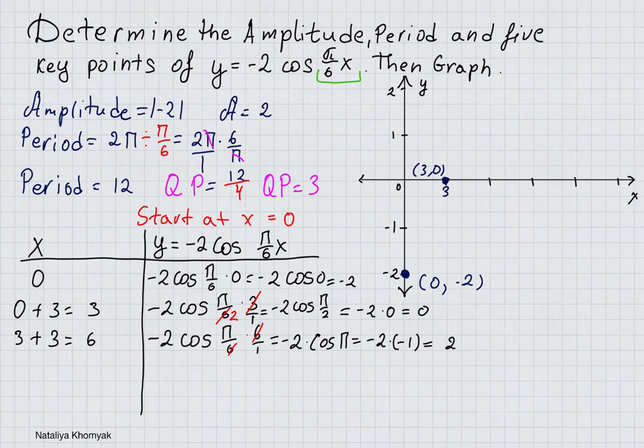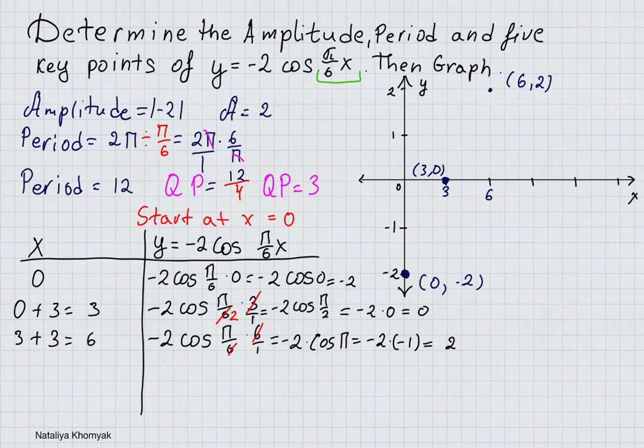By the way, if you don't remember what cosine of pi or cosine of 180 is, you can absolutely use a scientific calculator to refresh your memory, because cosine of 0, pi over 2, pi, 3 pi over 2, and 2 pi will always give you a whole number as an answer, which would be either 0, 1, or negative 1. Okay, so this point would be at x equals 6 and y equals 2. So 6, 2 is our next point.